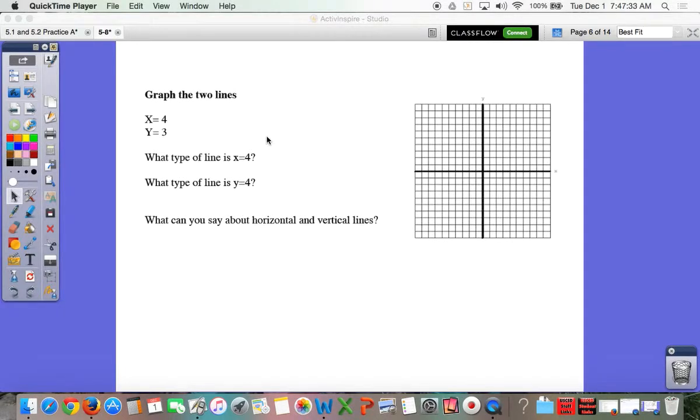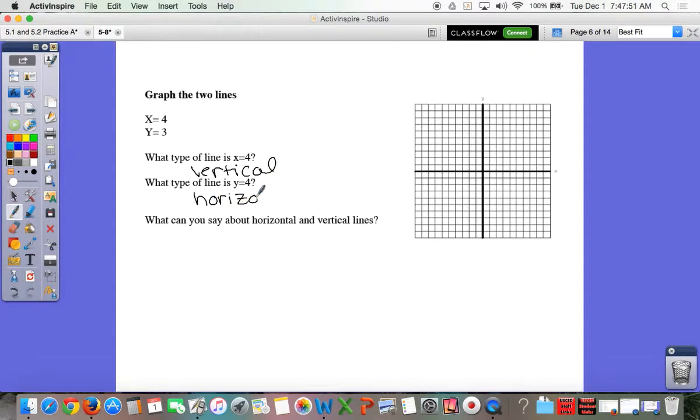Okay, we should be pretty good at graphing these two types of lines now. But before we do, let's take a look. It says, what type of line is x equals 4? Remember, it has an x-intercept, no y-intercept, so it has to be vertical. And then y equals 4 is going to be horizontal. Remember, vertical is up and down, horizontal is left and right.